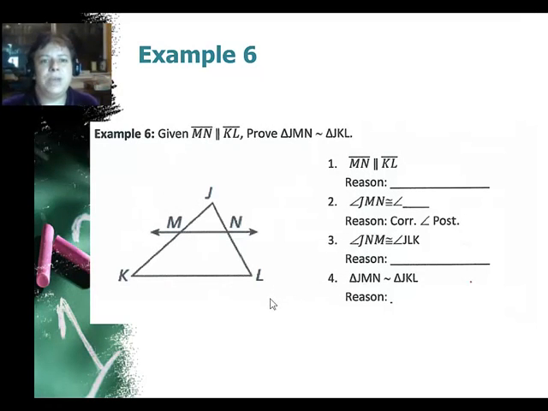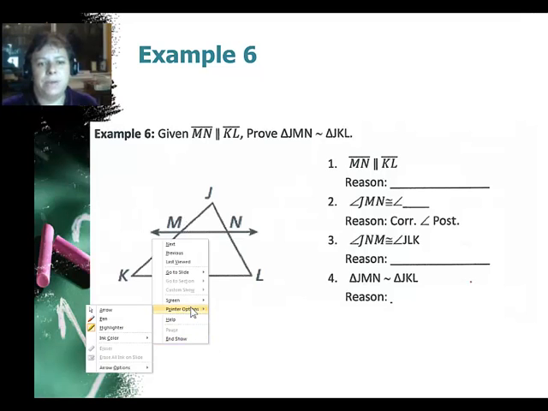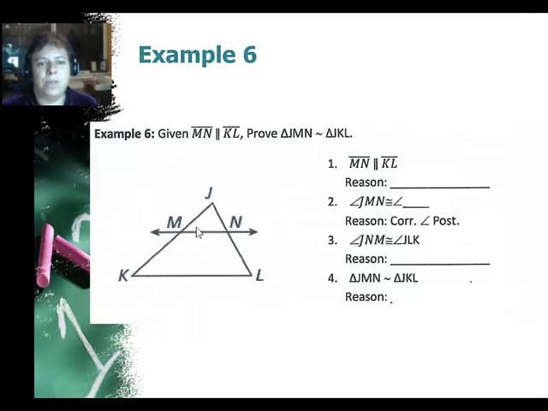Last but not least, we have example 6. On example 6, they say that MN is parallel to KL. Let me take the liberty of adding some marks here because it does help when you're doing proofs to add the marks. They want me to prove that triangle JMN is similar to triangle JKL. So the first thing they write in the proof is that MN is parallel to KL. That's part of our given.